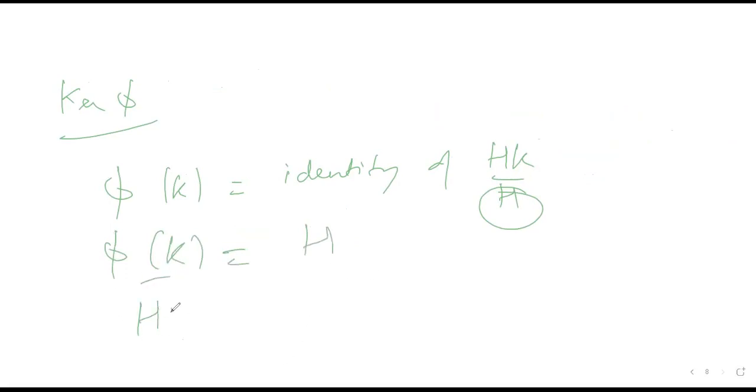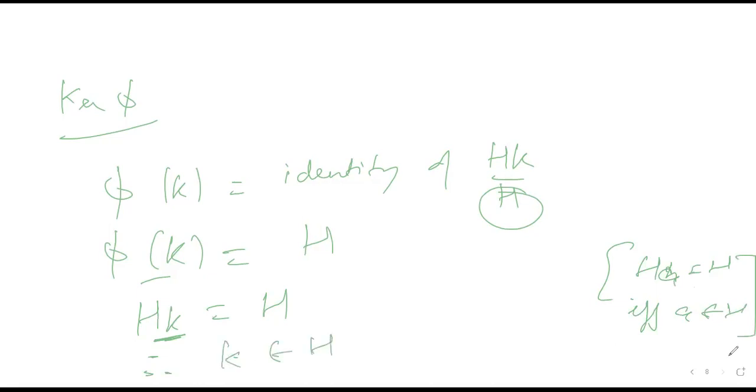What is phi of k? HK is equal to H. Now HK is equal to H. We know that HH is equal to H, that is, HA is equal to H if and only if A belongs to H, right? That is the property of cosets. Therefore, k belongs to H.